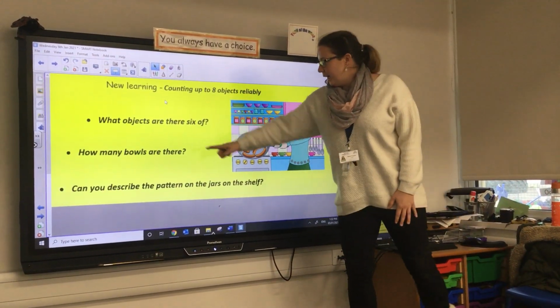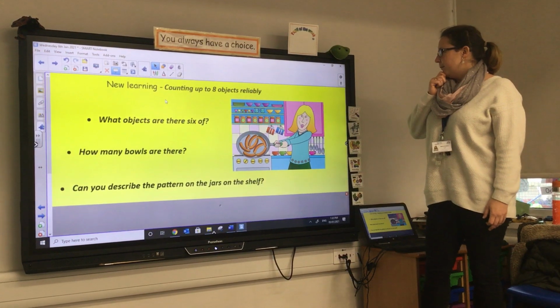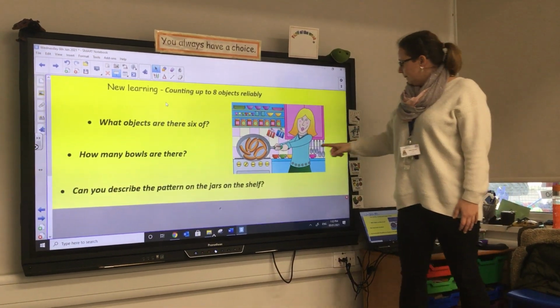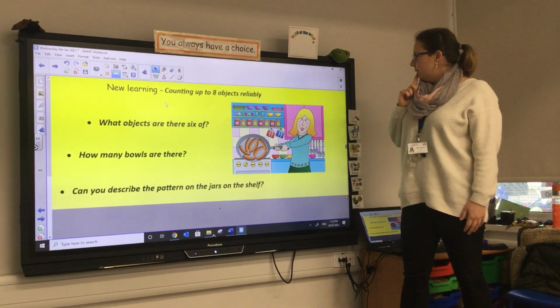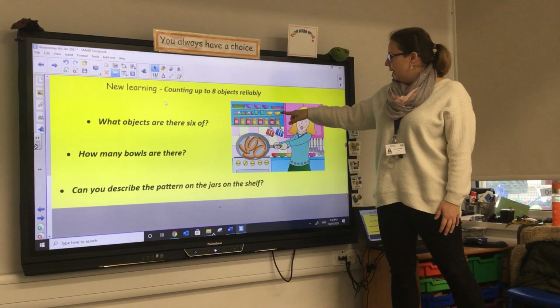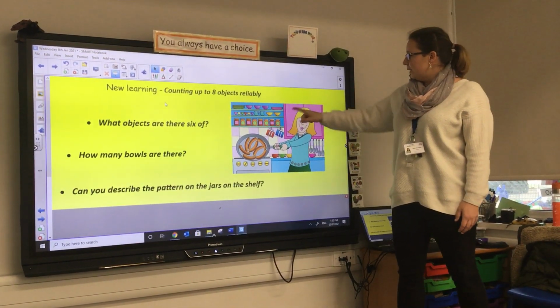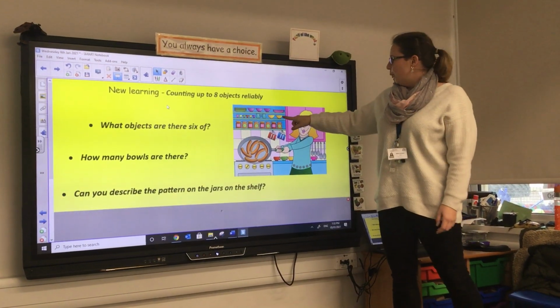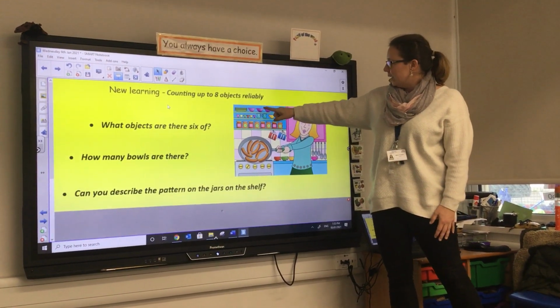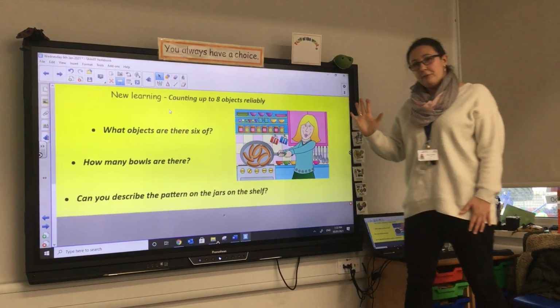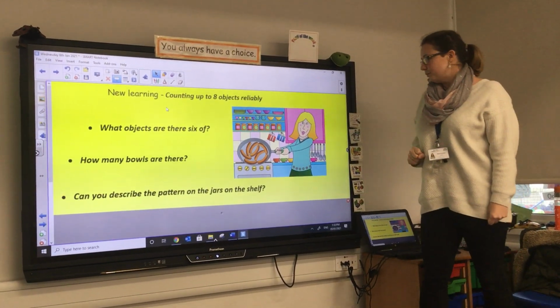Now our next question, how many bowls are there? Well, where are the bowls? Now they've got handles, so they're cups. Here are the bowls, look. There's 2 on this shelf and 3 on this one. So how many are there all together? 1, 2, 3, 4, 5. There are 5 bowls. Well done.